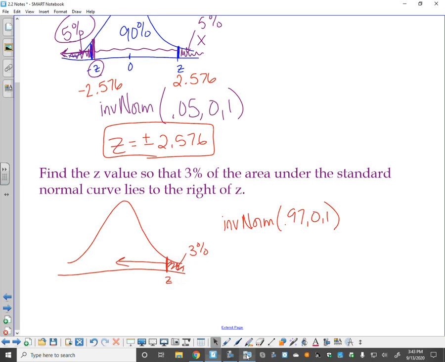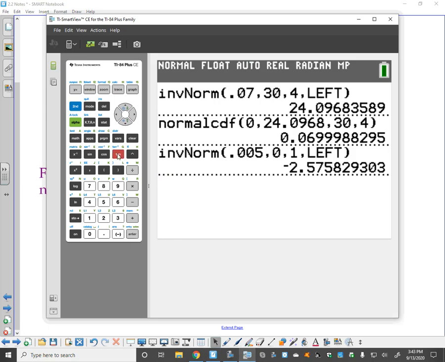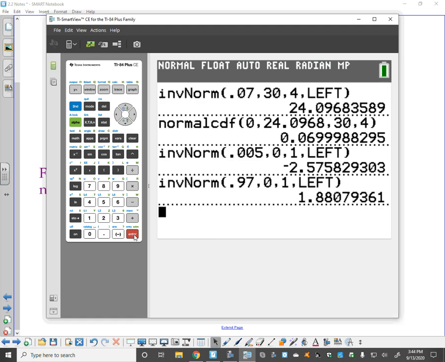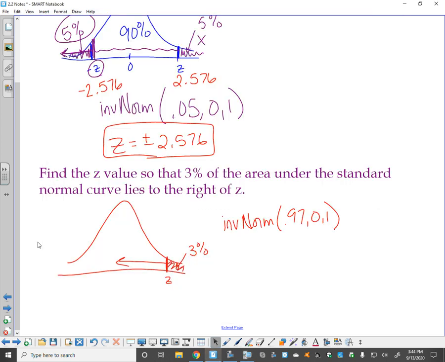Go into my calculator. Nope, that's not what I want. Inverse norm 0.97, 0 and 1. 1.881. Now, notice I did not write just 1.881. I wrote z equals. This is a z-score because I'm talking about a standard normal curve. So this is the z-score.